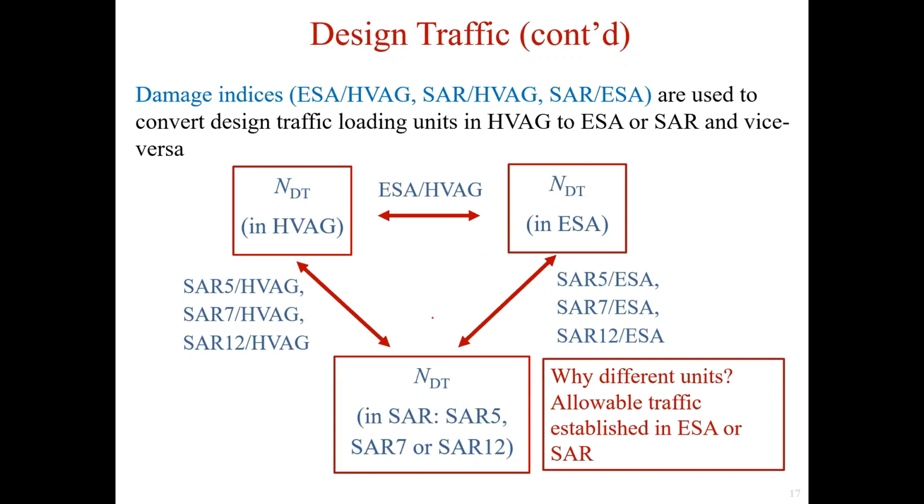Then you may ask, why use different units? This is because the allowable traffic is normally expressed in terms of ESA or SAR. So we need to use these relationships to make the conversion.